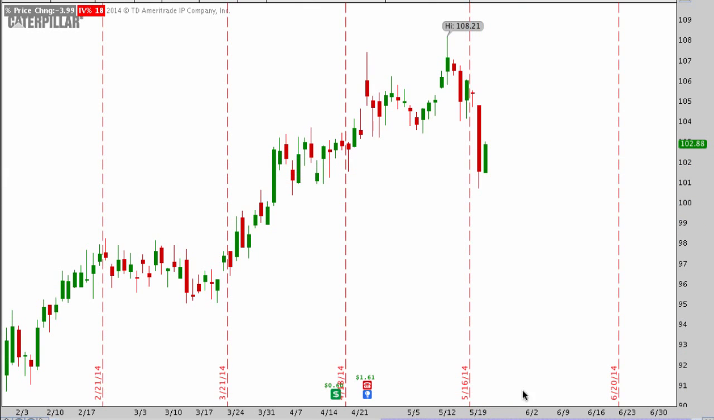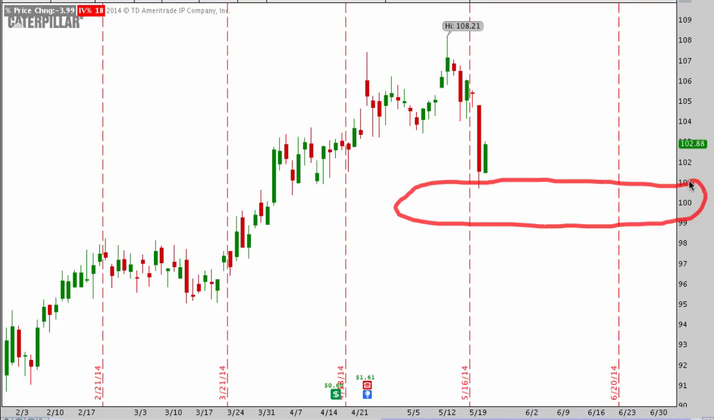Now again, our focus is on the 100 strikes. So we kind of want Caterpillar to settle somewhere around 100 by June expiration, which is this red dotted line here on our charts. And if we can get Caterpillar to do that, that would give us the biggest potential for profit.